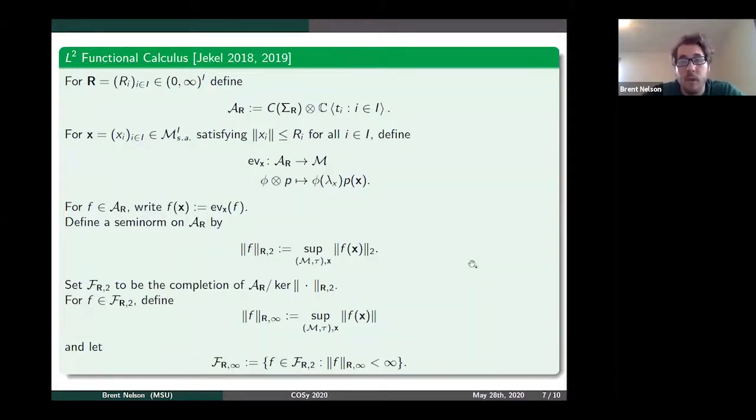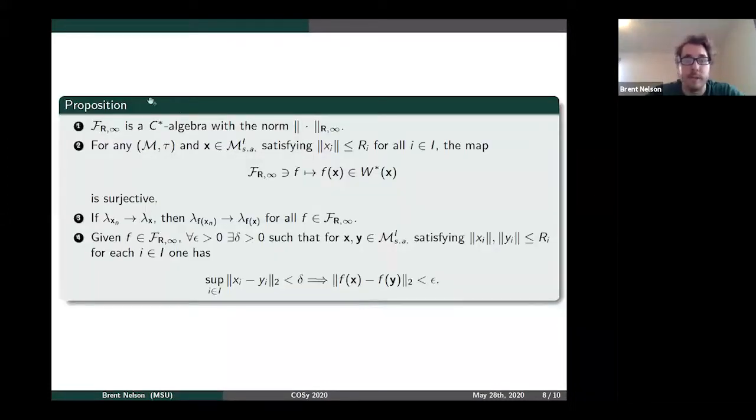Okay, so the punchline for all of this is that this FR infinity is going to be a C-star algebra under this norm, and it's going to satisfy some nice properties with respect to these non-commutative laws. So you don't really need to remember any of this aside from the fact that you've got this algebra FR infinity, and you can evaluate these to give you elements inside a particular von Neumann algebra. So the proposition is the following. As I said, this gives you a C-star algebra with respect to this norm.